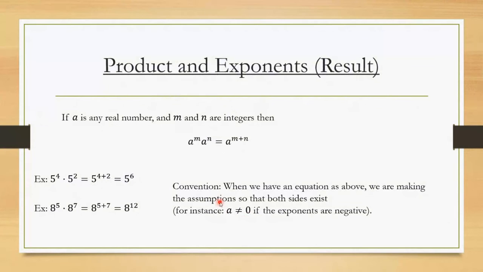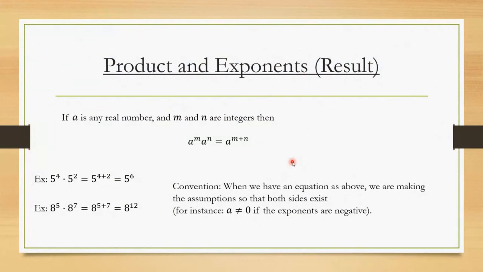If we did not make this convention, we would have a lot more writing to do, a lot more cases. If a is not 0 and m and n are negative, then we would have this equation as well. It's just really for convenience, that's all. So if m and n are negative, for instance, we're also assuming a is not 0. I hope that makes sense. That's the convention the book is using. I thought it would be good to explain that.